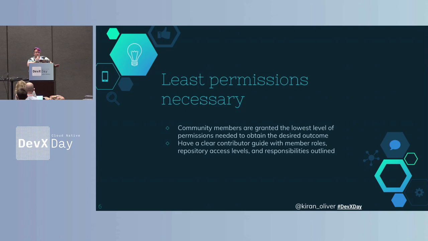Having a very clear contributor guide with member roles, repository access levels, and responsibilities outlined is key to making this successful. That way people know if they are a maintainer on a repository, they will get the following permissions, and if they are a contributor, they have the following permissions, but they might not be able to do everything they typically would do if they're a maintainer, and if they're an admin, they can do just about anything. However, be sure that if you are granting admin permissions, you understand very clearly what that actually means. Read those permission levels and make sure that you're not granting permissions to people that don't necessarily need them.